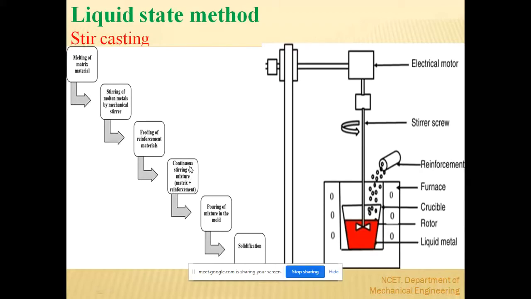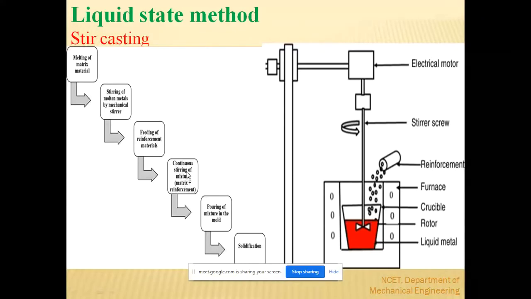Then see, after feeding, the continuous stirring of the mixture should take place. Why do you have to stir? There should be uniform distribution of the reinforcement materials into the matrix material. To maintain that, the stirring should be continuous, right, Arun?